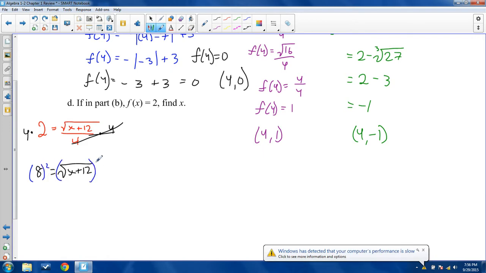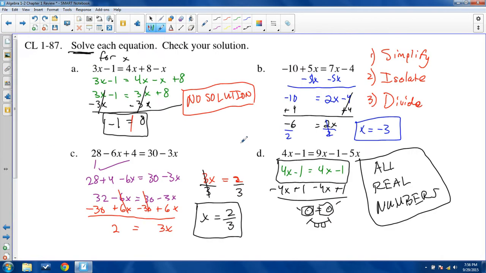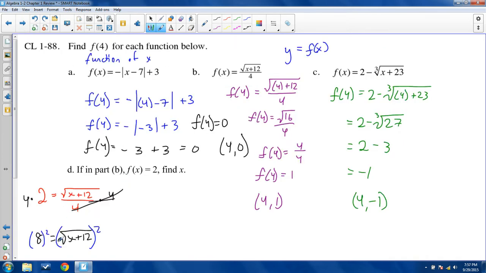Whatever you do to one side, you have to do to the other. Now, squaring and square roots are inverses of each other. They cancel each other out. Just like when I divide by stuff. Like check out this previous slide right here. I divided both sides by 3 because I was multiplying x by 3. I now divided this number by 3. And then it cancels them out. These guys, square and square root, cancel out. So all that's left on the right side is x plus 12.